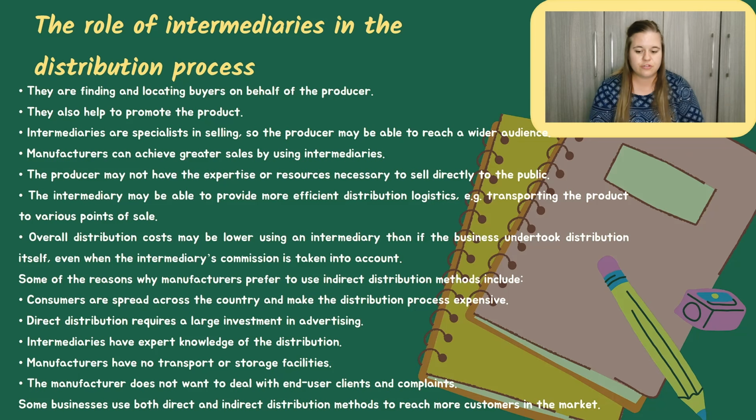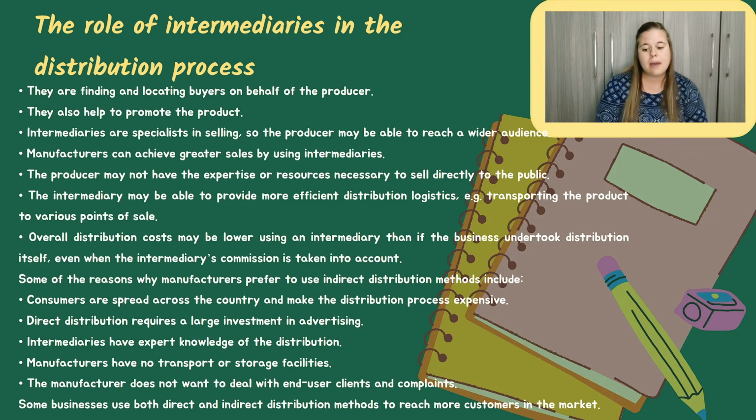The role of intermediaries in the distribution process. They are finding and locating buyers on behalf of the producer. They also help to promote the product. Intermediaries are specialists in selling, so the producer may be able to reach a wider audience. Manufacturers can achieve greater sales by using intermediaries. Producers may not have the expertise or resources necessary to sell directly to the public.